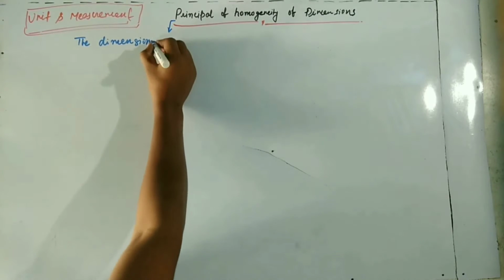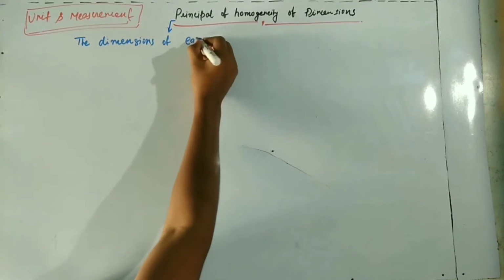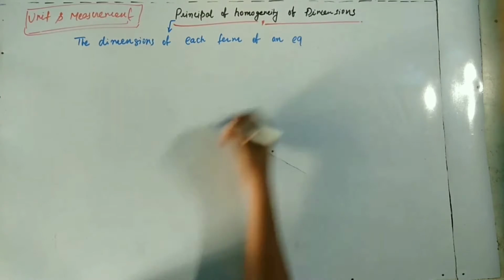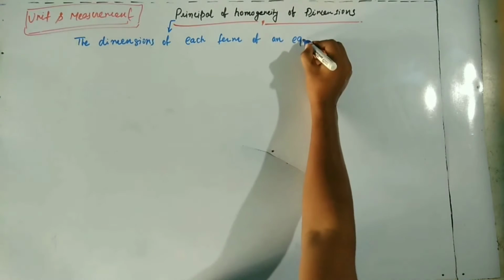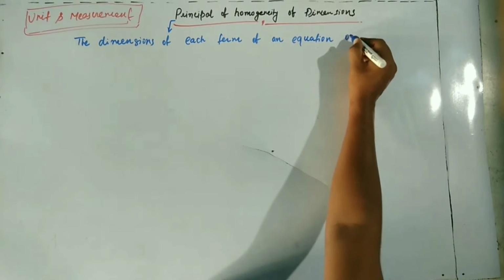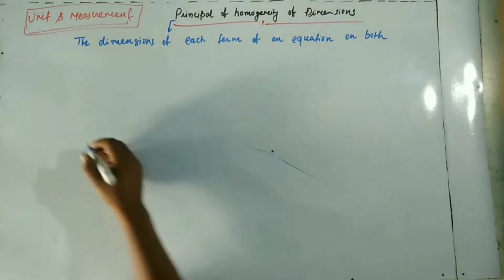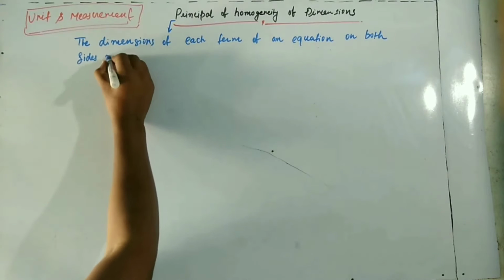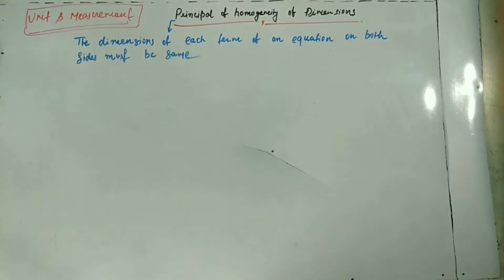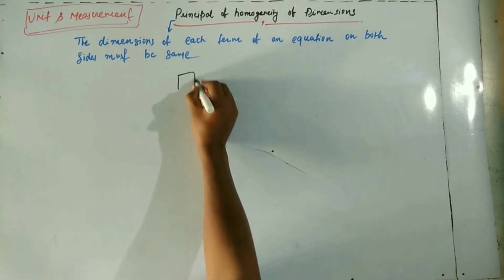This principle says that the dimensions of each term on both sides of an equation must be the same. The dimensions of each term of an equation on both sides must be the same.